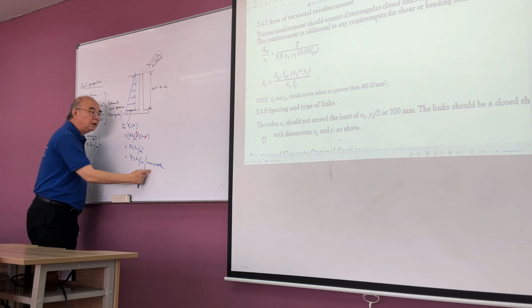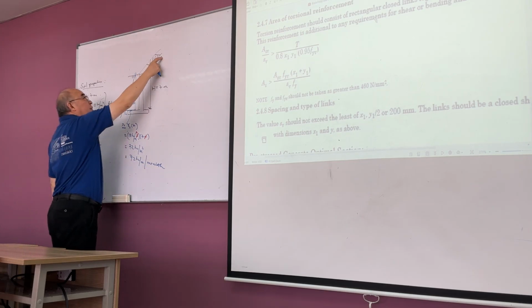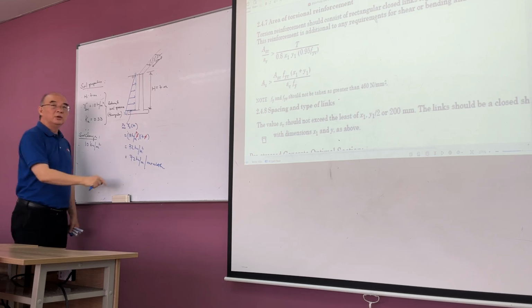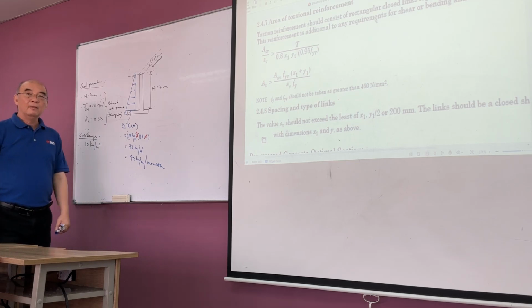So that's what each meter square is about. It is per meter width. That means each meter width here, this one is 72 kilonewton per meter. Okay.